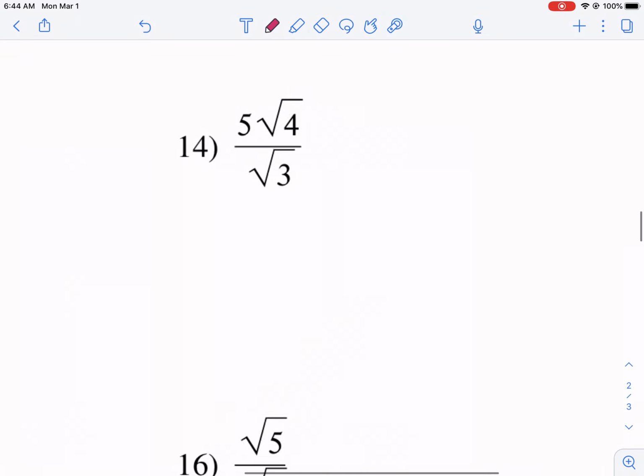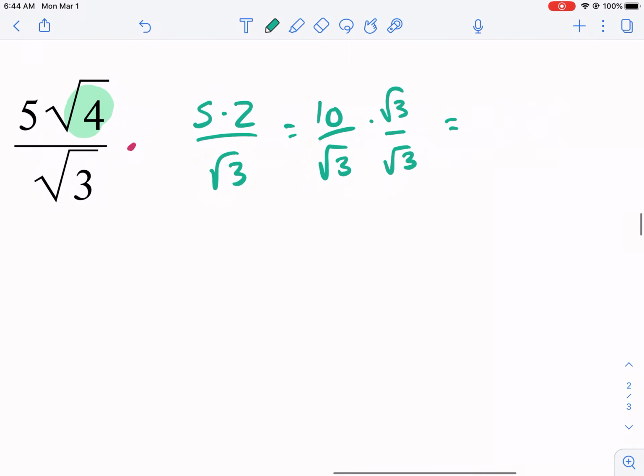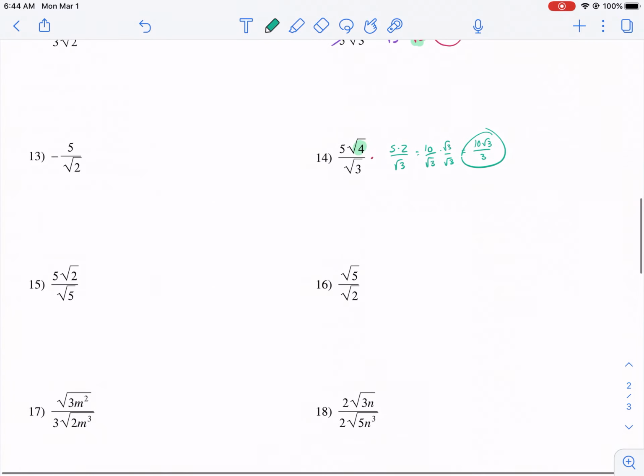Let's do 14, and then we're going to do one with a variable right after this. Can't simplify anything. Actually we can. This can be reduced to 2, so let's rewrite this problem. 5 times 2 over radical 3. That's 10 over radical 3. We need to multiply by radical 3 to the top and bottom to rationalize that bottom. And we get 10 radical 3 over 3, nothing else to simplify, and we're done.